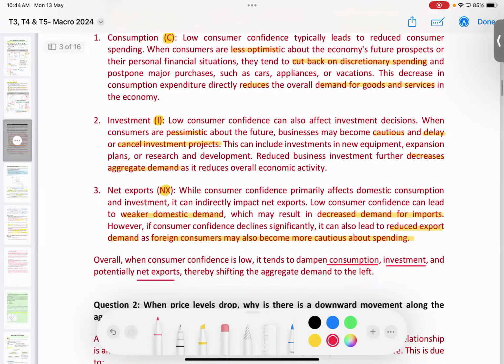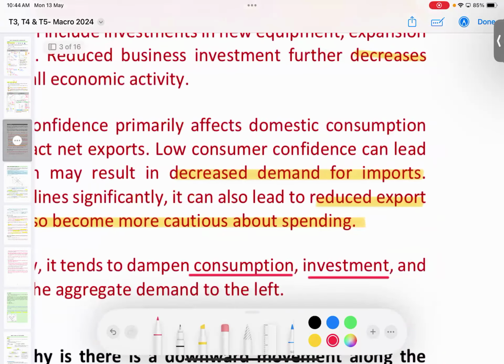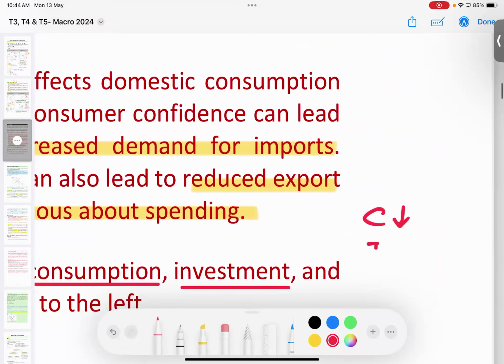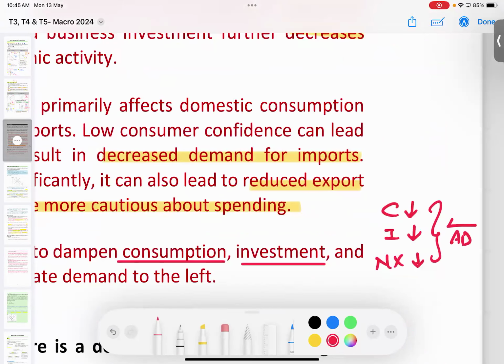Overall, it will decrease consumption, investments, and net exports. Therefore, this will shift the AD curve leftwards. Like I said, it reduces consumption, reduces investment, and reduces net exports. All these are components of the aggregate demand curve, so it shifts the aggregate demand curve leftwards.